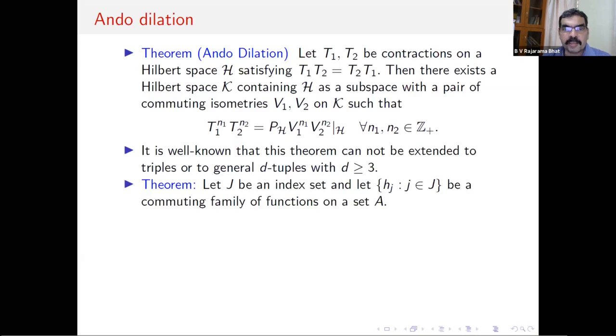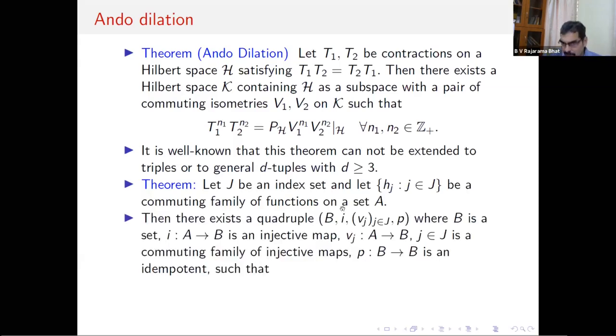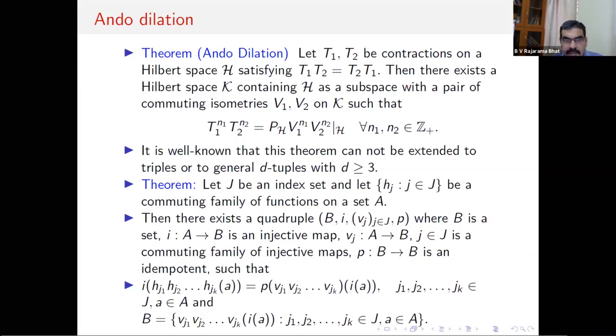So we would like to have dilation here, and it is possible. The surprise is that it can be done not just for 2, but for as many as you want. For any indexing set J, I can start with a commuting family of functions and dilate them into commuting injective maps. That is possible. So there is no restriction now: instead of 2, you can do it for as many as you want. These are very natural things. We just mimic the construction and say that it's possible.